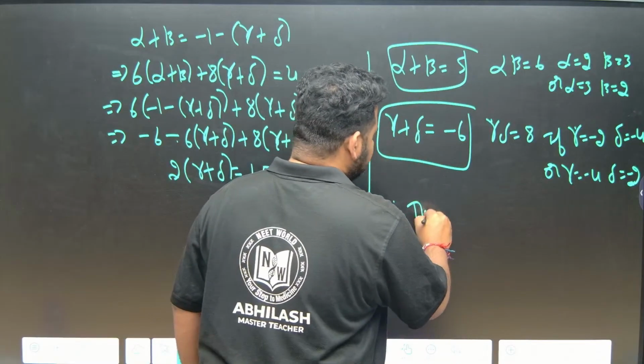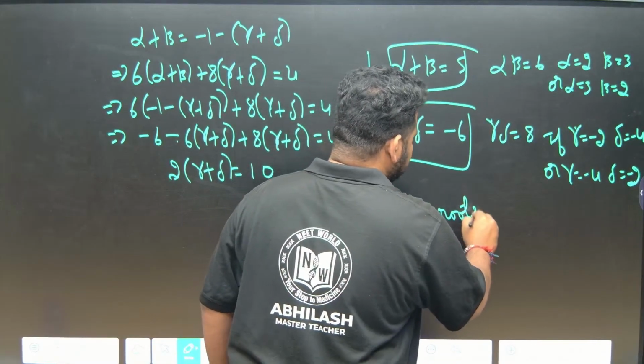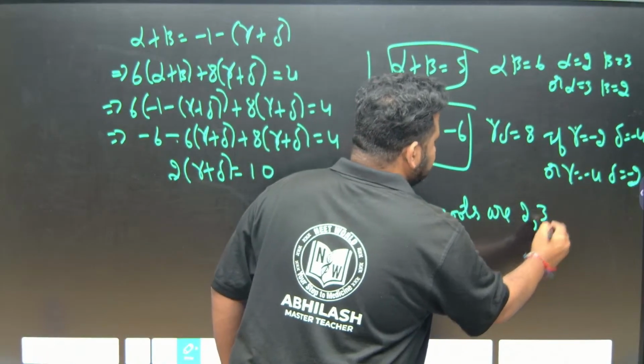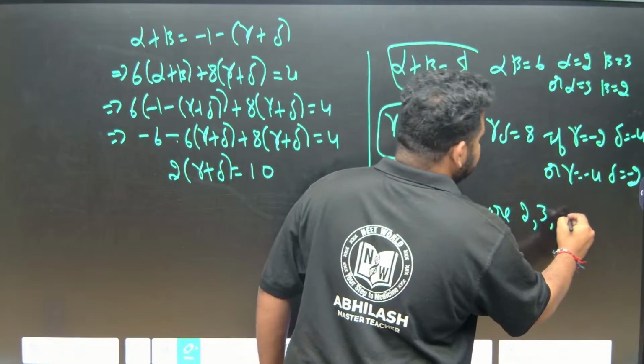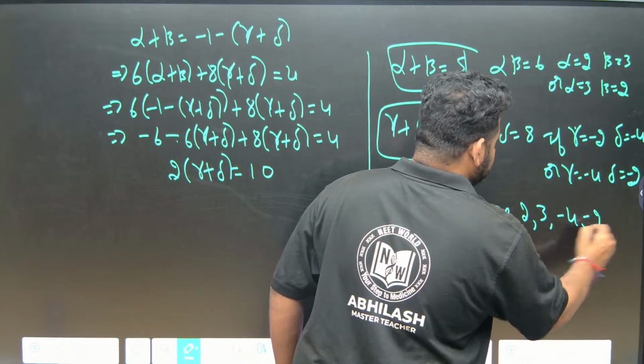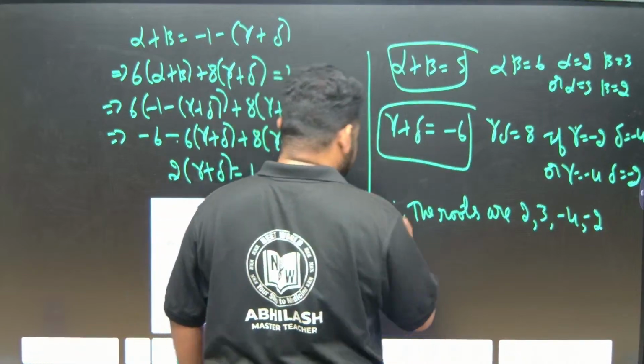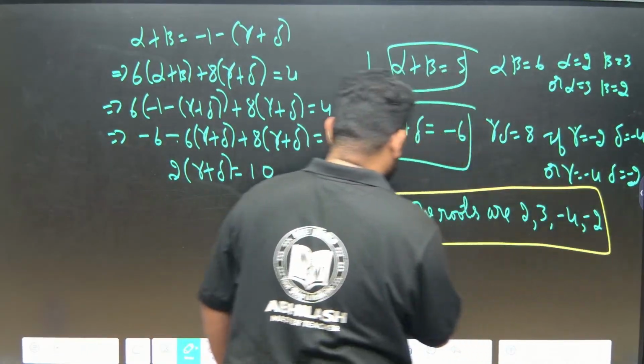Therefore, what are the roots that we got? 2, 3, and also minus 4 and minus 2. These are the roots of the equation. So finally we solved it. This is the way you have to solve this question, clear na?